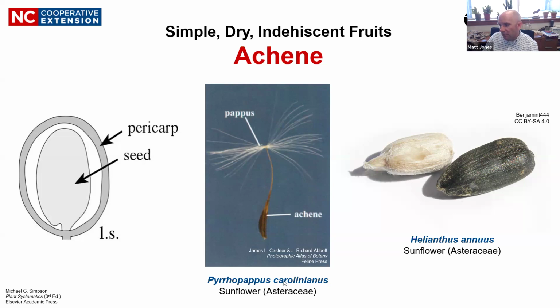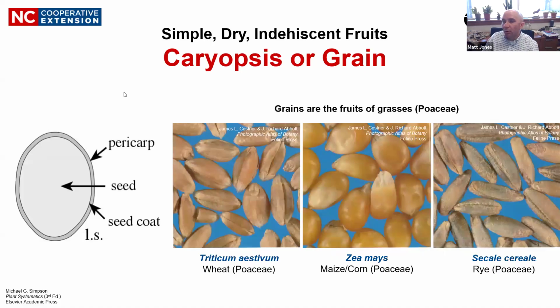Here's another species of sunflower. And they have, in this case, specialized expansions of the fruit wall that are called the pappus that aid in wind dispersal. The grain or caryopsis is the fruit of grasses, and this is sort of like an achene, except that the fruit wall and seed are fused into one unit. So technically, these are the fruits of wheat and maize and rye, respectively. But all grasses have some sort of grain.